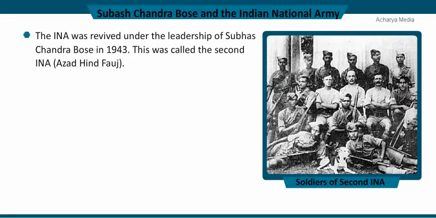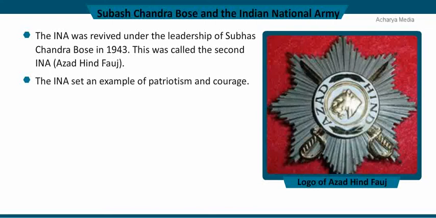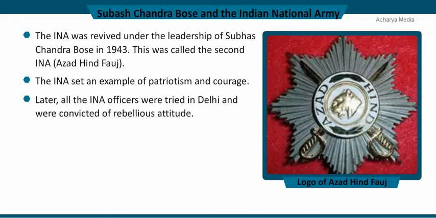This INA was later revived under the leadership of Subash Chandra Bose in 1943. This was called the Second INA, Azad Hind Fauj. This INA fought along with the Imperial Japanese Army against the British forces in Burma, Imphal, and Kohima. The INA set an example of patriotism and courage. Later, all the INA officers were tried in Delhi and were convicted of rebellious attitude. These officers were later freed due to the roaring support of the public.